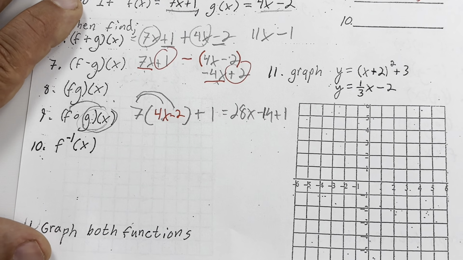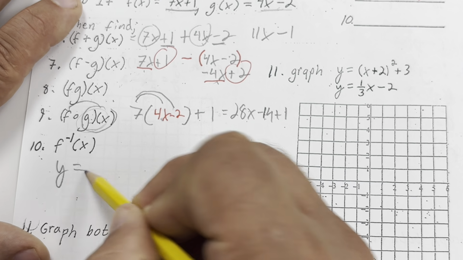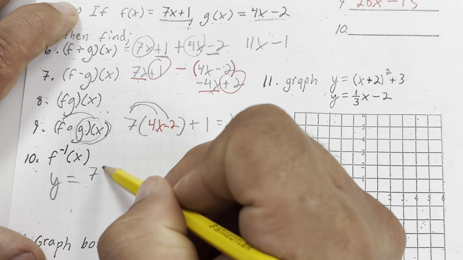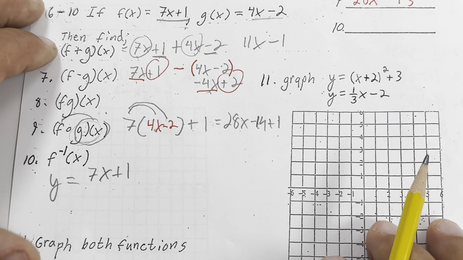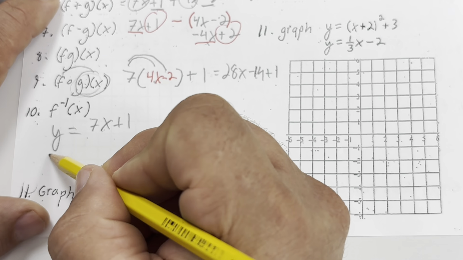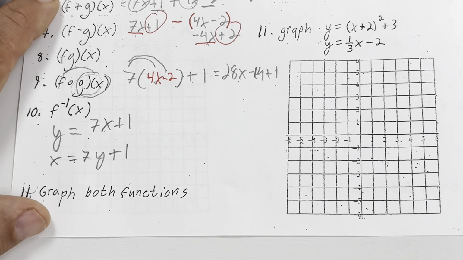F inverse, first step is to write it down in y equals format. So I'm going to write y equals whatever f is. F is 7x plus 1. Now we're going to start the inverse operation process. The first thing we're going to do is flip-flop the x and y. So x equals 7y plus 1.